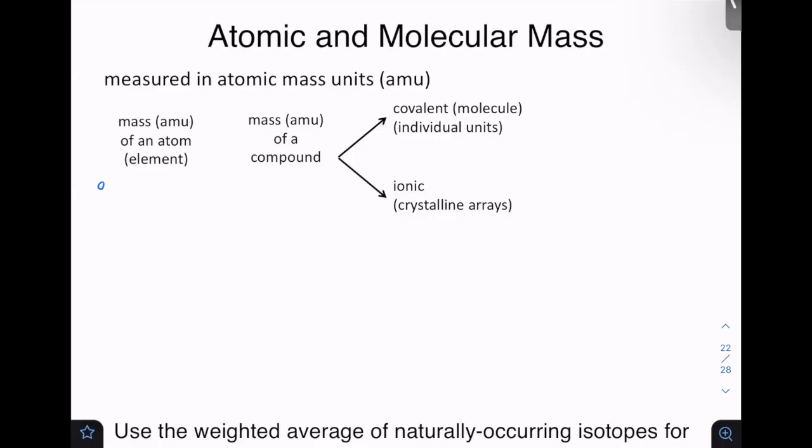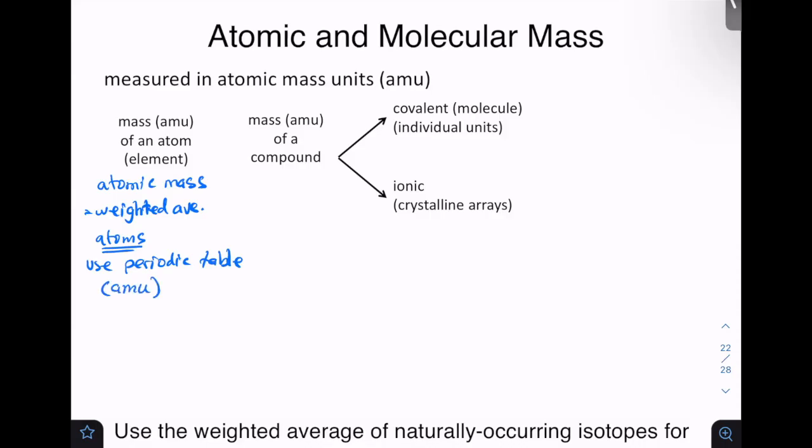The atomic mass, that's what we just did. That's the weighted average of atoms. So if we're just talking about atoms, we would be using the atomic mass, the weighted average. That's what you read off of the periodic table. And the units for that are atomic mass units, AMU. We'll talk more about AMU and what that means in the next lecture.